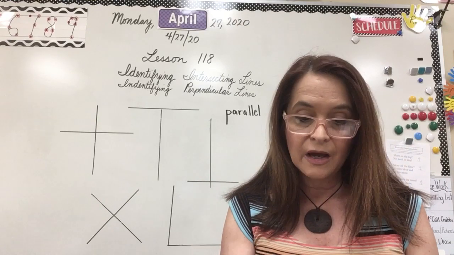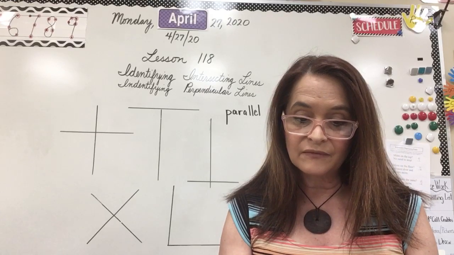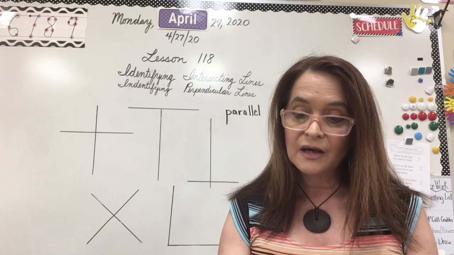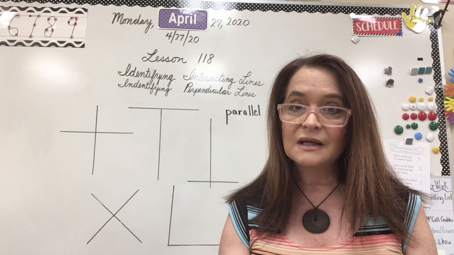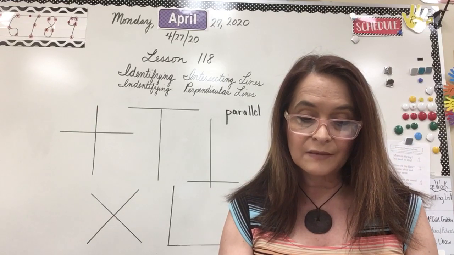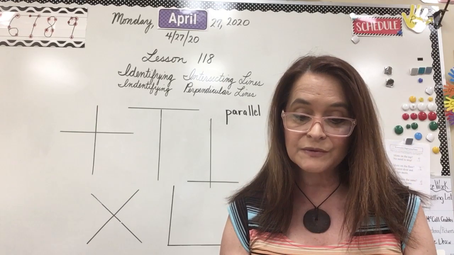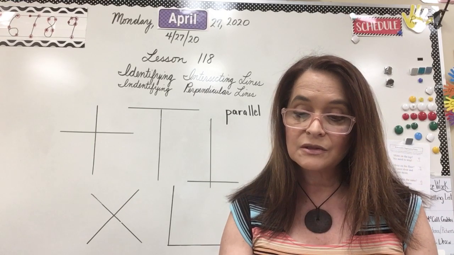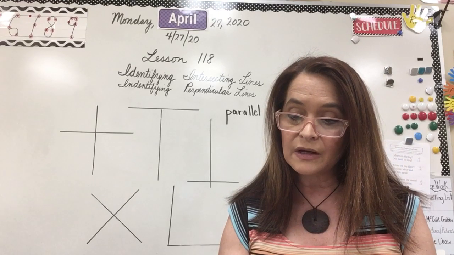Row 1. 2 times 2 equals 4. 2 times 5 equals 10. 2 times 8 equals 16. 2 times 1 equals 2. 2 times 6 equals 12. 2 times 3 equals 6. 2 times 9 equals 18. 2 times 0 equals 0. 2 times 7 equals 14. 2 times 4 equals 8.